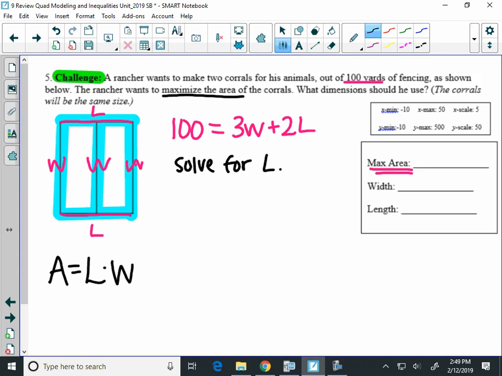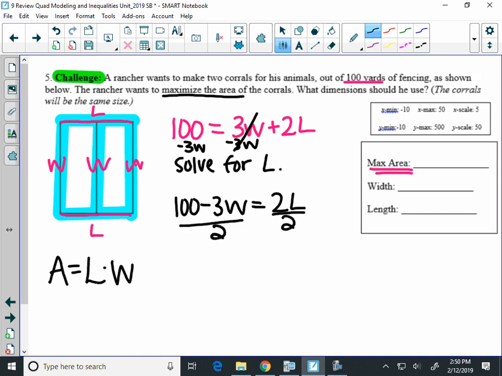You could solve for W and it would work just fine. I'm going to solve for L. When I solve for L, the first thing I need to do is move the 3W to the other side so that it moves away from the L. So I'll have 100 minus 3W equals 2L. And then I'm going to divide by 2.